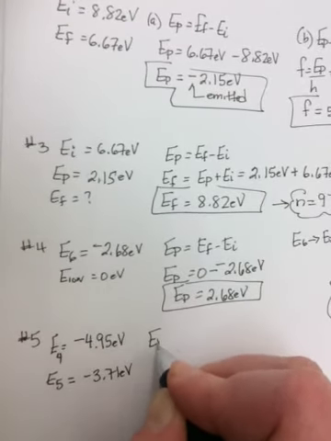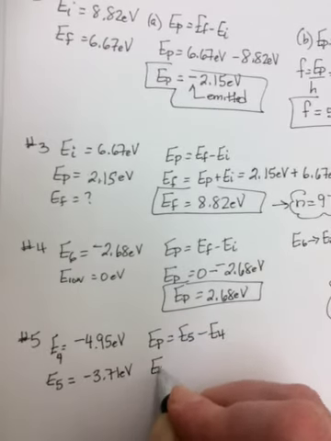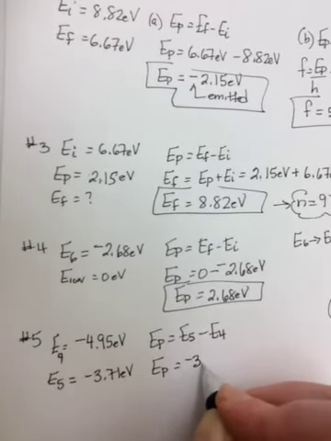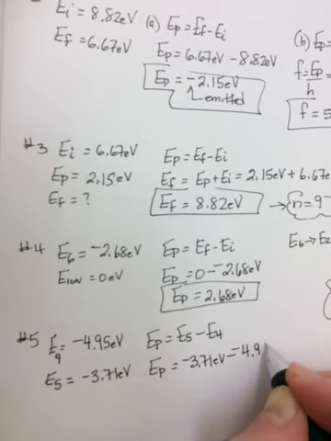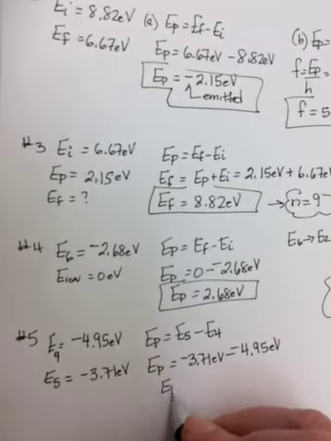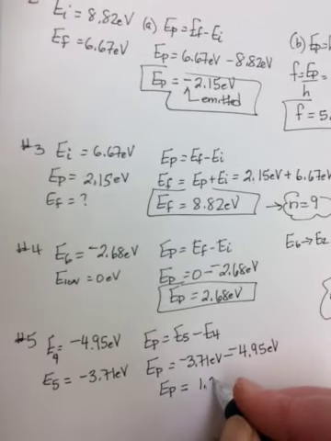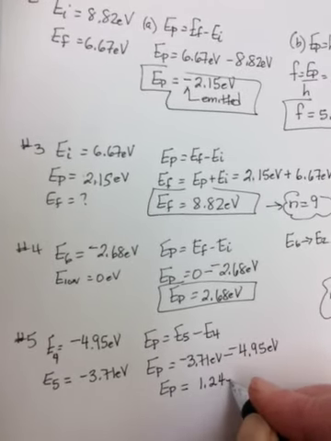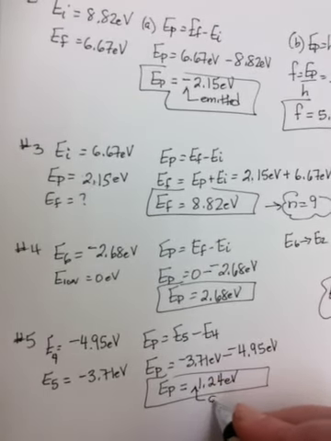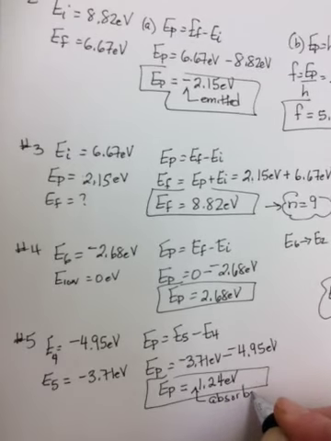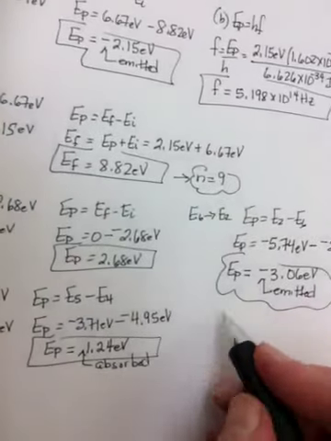And so now you're looking for the energy of the photon, final minus initial, so 5 minus 4. So negative 3.71 electron volts minus a negative 4.95 electron volts. You get an energy of the photon to be 1.24 electron volts. It works out to be positive, which means it's absorbed, right? Because it's hopped up. That's 5A.